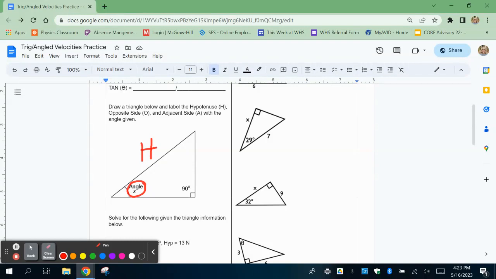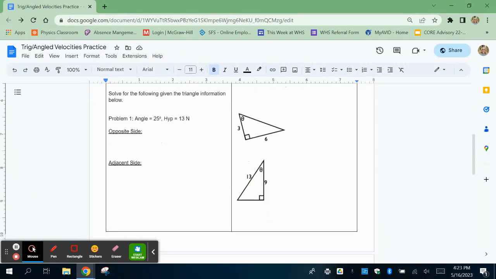It says to draw and label where the opposite and adjacent side are with the given angle. Our angle is here. Adjacent means next to. So this is our adjacent side. It's adjacent to our angle. And then this is our opposite side because it is opposite from our angle. Okay? Understanding the equations and understanding how a triangle is set up to use those equations is really crucial in figuring out these trigonometry problems.